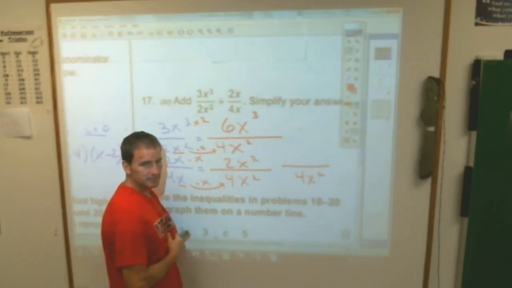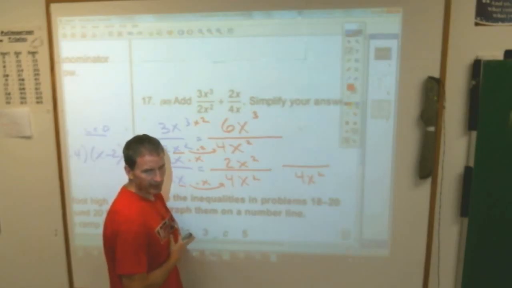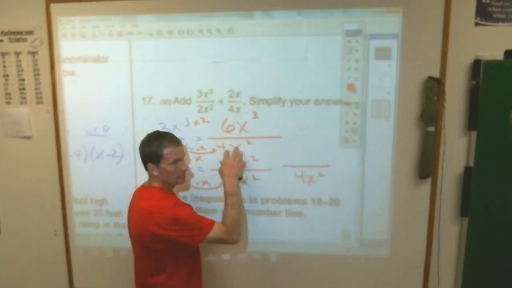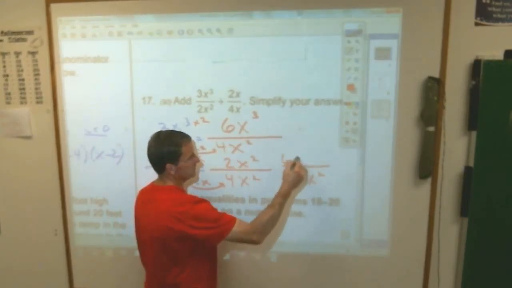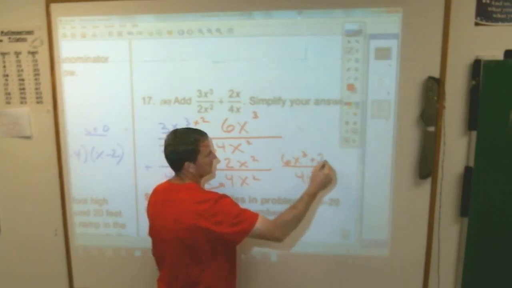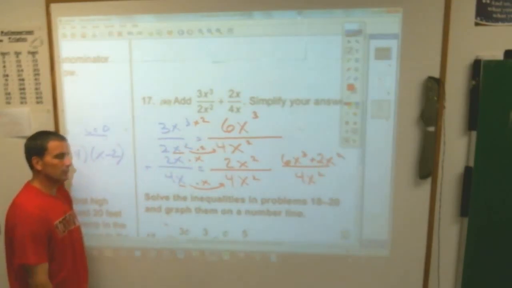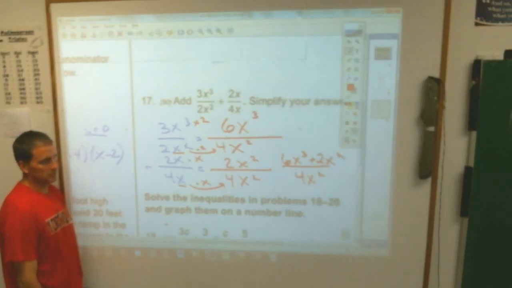Calvin, what is 6x cubed plus 2x squared? 6x squared plus 2x squared. 6x cubed. Yeah, they're not like terms, people. You can't put them together. It's just 6x cubed plus 2x squared. Now you're not done because you still have to see if you can reduce.